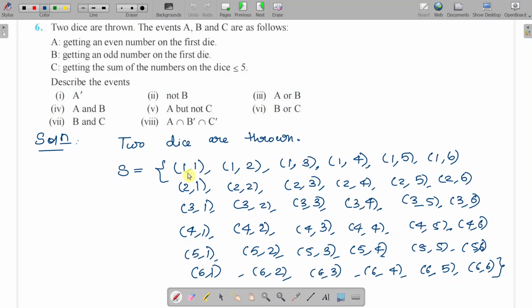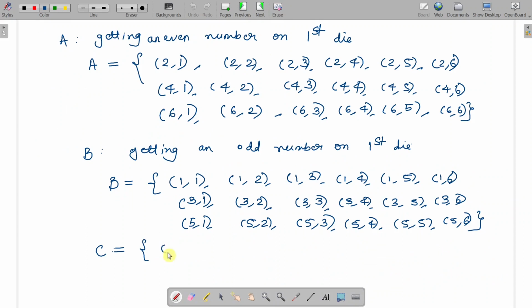Less than 5 means you have to take 1 comma 1, because 1 plus 1 is 2, which is less than 5. Then 1 comma 2, because 1 plus 2 is 3, which is less than 5, and 1 plus 3 is equal to 4, which is less than 5. So this will be there. 1 comma 4 also will be there because 1 plus 4 is equal to 5. Okay, so let us write down. So 1 comma 1, 1 comma 2, 1 comma 3, 1 comma 4, right, this much.